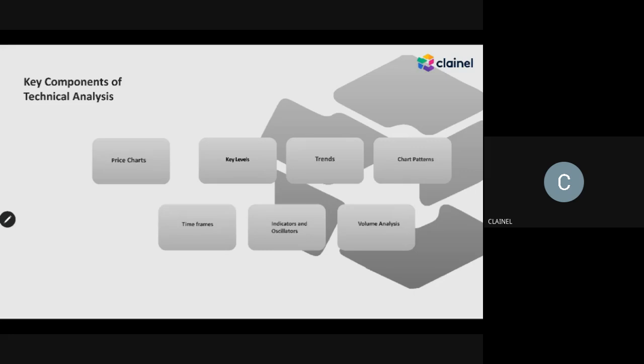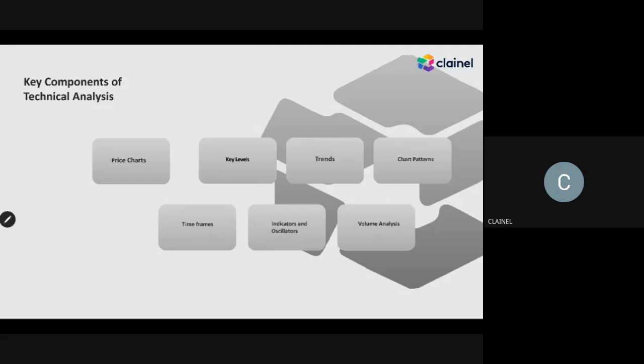I've come to see that in trading, patience is the key, and whether you like it or not, when you compare these two types of traders, the scalpers and the swing traders, the traders with the most patience are the swing traders. Then we have another key component of technical analysis: indicators and oscillators.